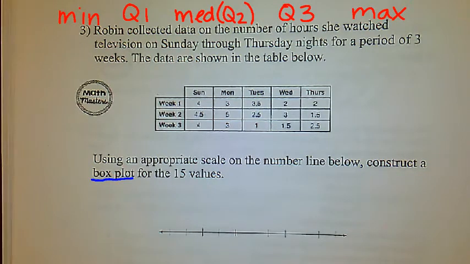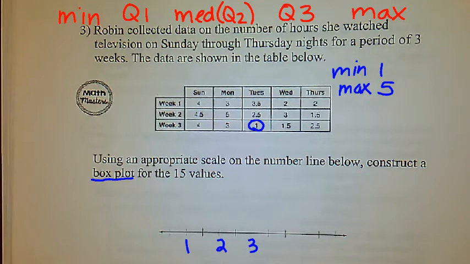Okay, so Robin collected data on the number of hours she watched television on Sunday through Thursday nights for a period of 3 weeks. So 3 weeks, 5 times 3, so there's 15 data values. What we're going to do is put these in order, but before we do that, we can pick out a few things first. My min is 1, and my max looks like 5. So I'm going to say 1, 2, 3, 4, 5 for my points on my box plot.